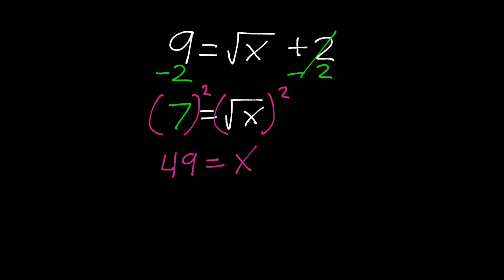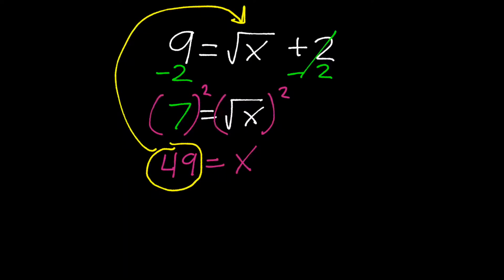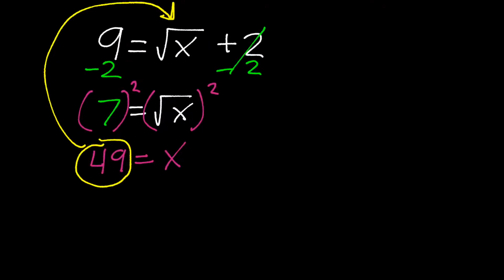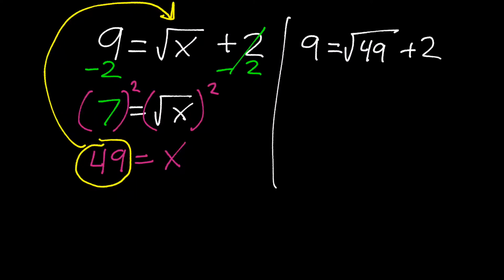Now, just like before, if we're good mathematicians, we're going to take our answer here and plug it back into our original equation, just to make sure that it works out properly, because if it doesn't, we have that extraneous solution. So, let's move this over. We have 9 equals the square root of 49 plus 2.